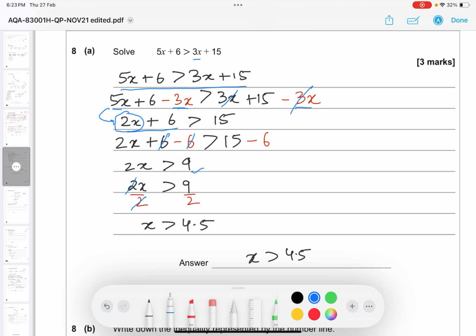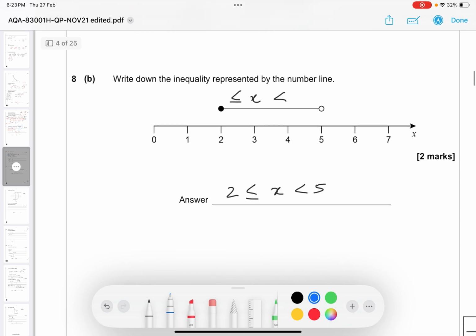This will be cancelled by this one. And x is greater than 9 over 2, which is 4.5. Let us move on to the next one.